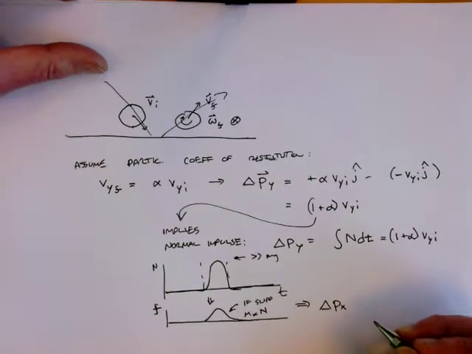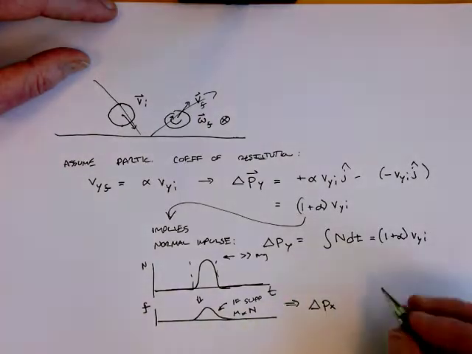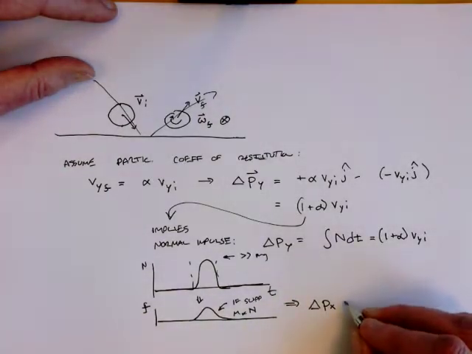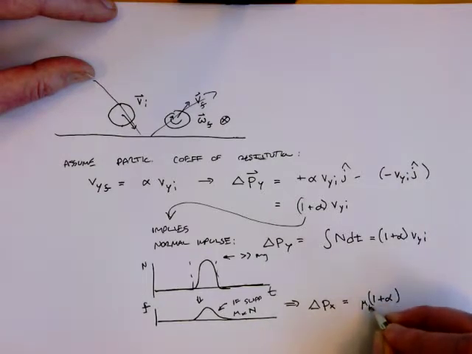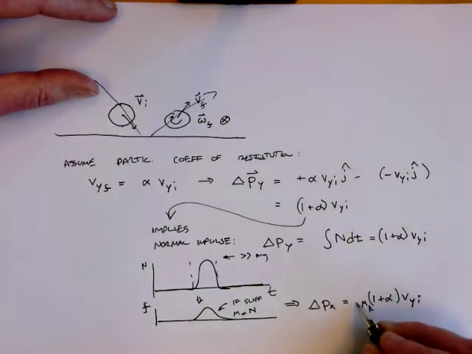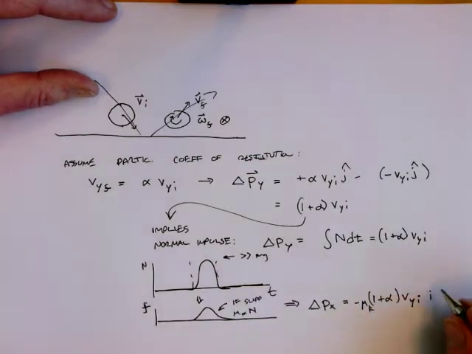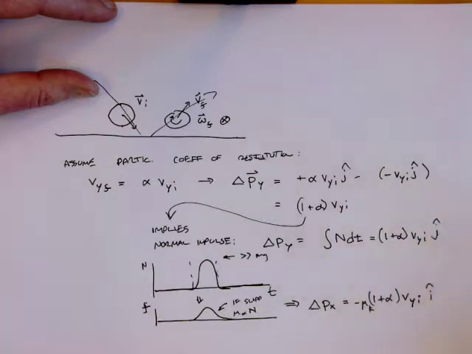And that x momentum, the change in the x momentum, will be proportional to the change in the y momentum. In other words, the change in the x direction momentum will be 1 plus alpha times the coefficient of friction times Vy initial. This will be a negative change in the i hat direction. This will be a positive change in the j hat direction.